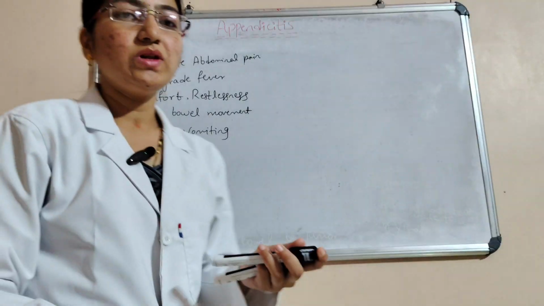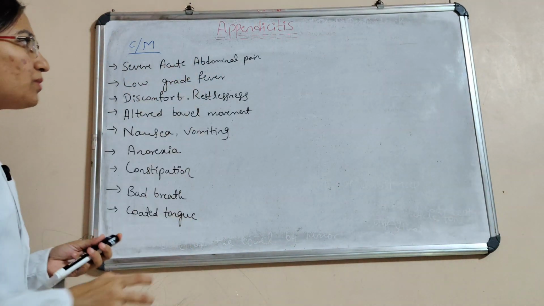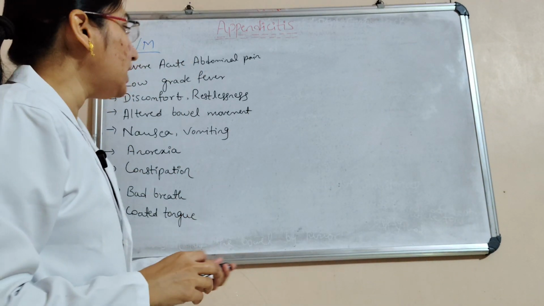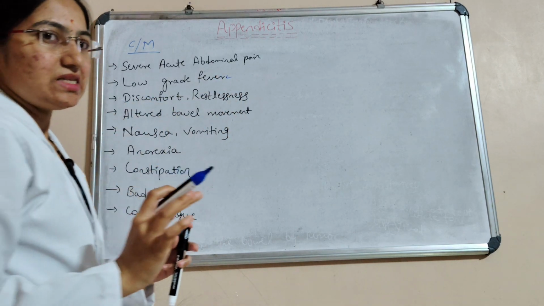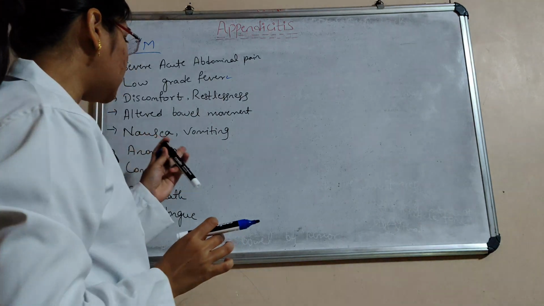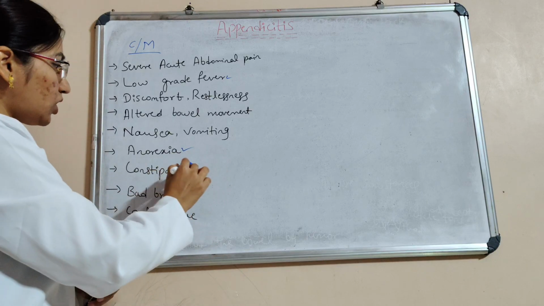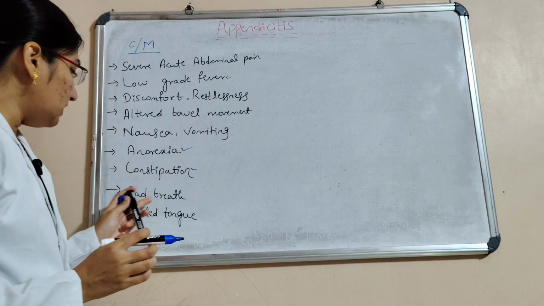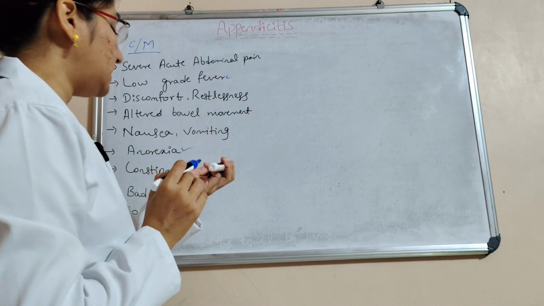Next we'll see the clinical manifestations of appendicitis. First and foremost, there will be the abdominal pain. It will be severe acute abdominal pain. And then low grade fever will be there. And then discomfort, restlessness the person is to feel. And then altered bowel movement. And then nausea and vomiting are less common. And then anorexia we can see. Constipation is a common clinical manifestation of appendicitis. And then bad breath, coated tongue. These are the clinical features of appendicitis.